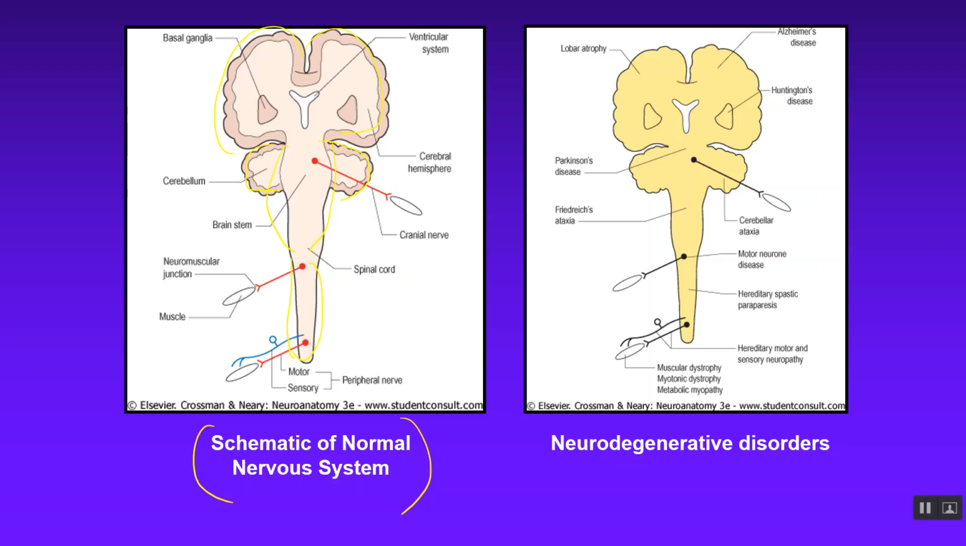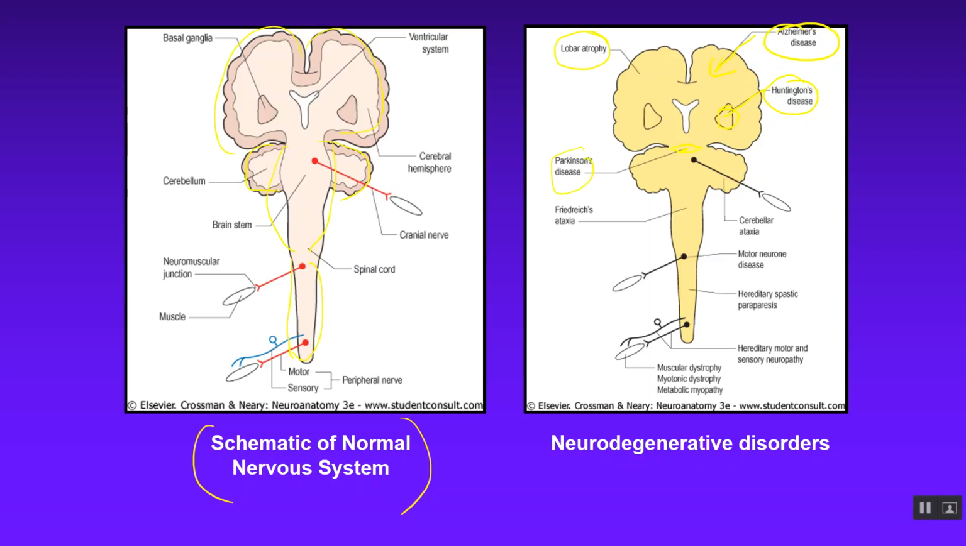And so on the one on your right, it'll show you Alzheimer's disease right here will affect the cerebrum, and so you know that Alzheimer's is primarily a cerebral disease. Huntington's disease, you see it pointing to this basal ganglia. It's actually a basal ganglia disorder. Lobar atrophy, which is just another form of degeneration and atrophy of the cerebral lobes. Parkinson's disease, you see it pointing right here to the middle.